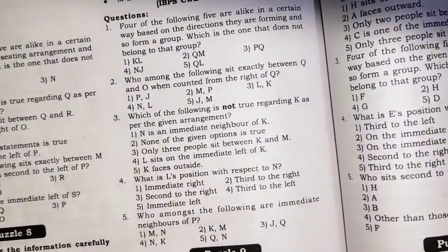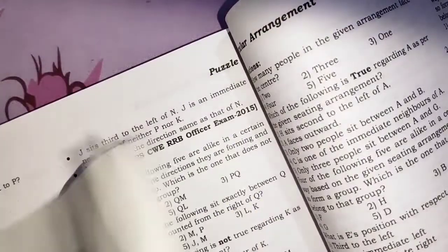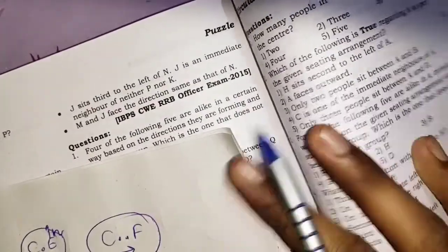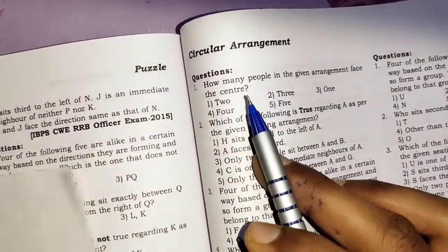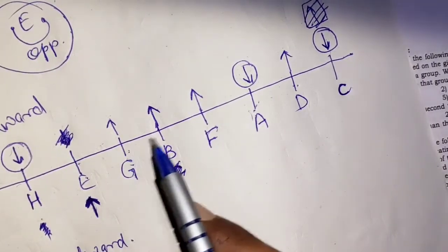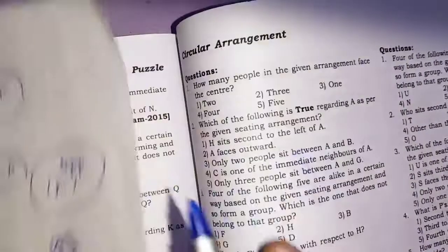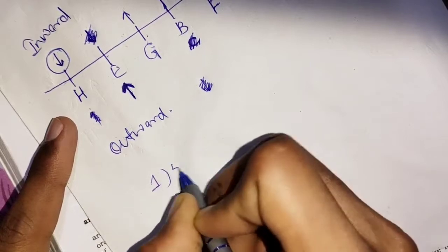And now we will solve the questions which are given related to this. So here is the first question. How many persons in the given arrangement face the center? 1 2 3 4 5. So 5. So 1 is 5. What will be the answer first? 1 is 5.